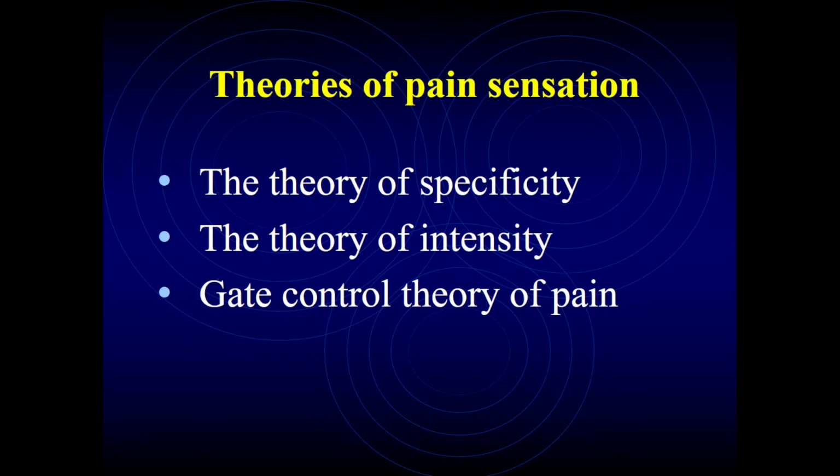Gate control theory by Melzack and colleagues. The function of the gate is performed by the gelatinous substance of the spinal cord, which modulates the transmission of sensory information from the primary afferent neurons, and activation of neurons of gates prevents the conduction of pain impulses along the spinothalamic tract. This gating mechanism is controlled by the activity in the small and large fibers.